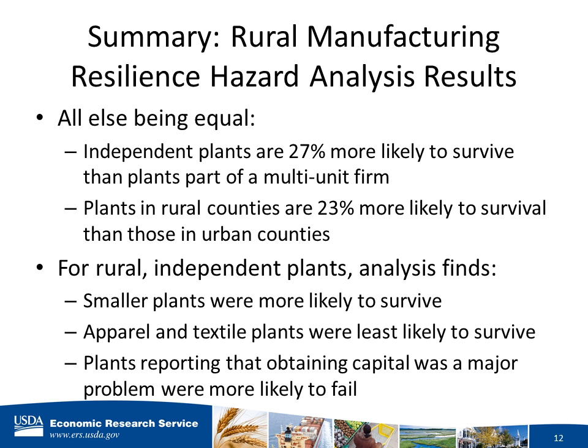Okay, just to summarize the findings one more time. All else being equal, the independent plants are 27% more likely to survive than plants part of a multi-unit firm. Plants in rural counties are 23% more likely to survive than those in urban counties. And when we focus on our rural independent plants, we find that the smaller plants were more likely to survive. The apparel and textile plants were least likely to survive compared to all the other industries, with food manufacturing as a base. And plants reporting that obtaining capital was a major problem were more likely to fail.